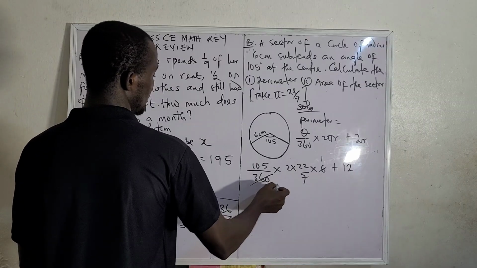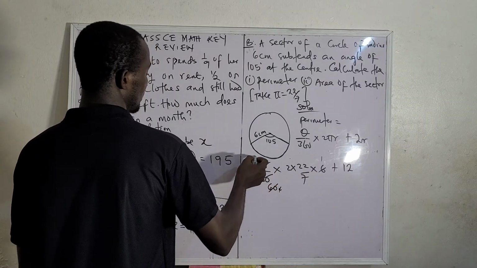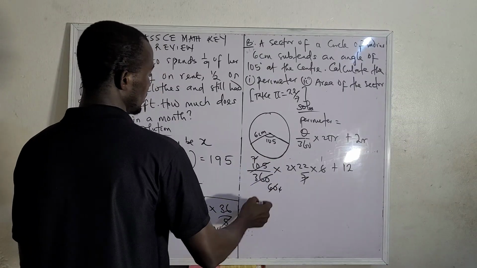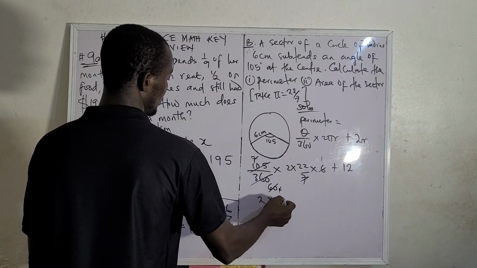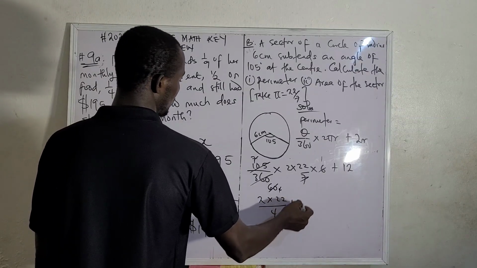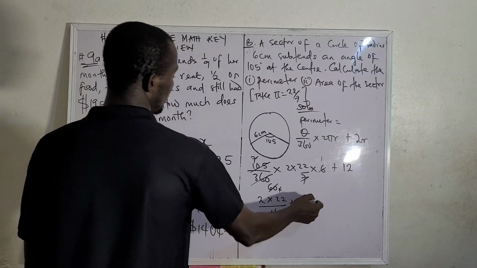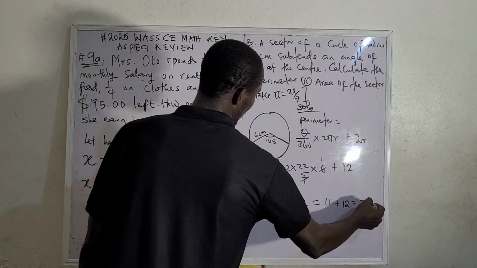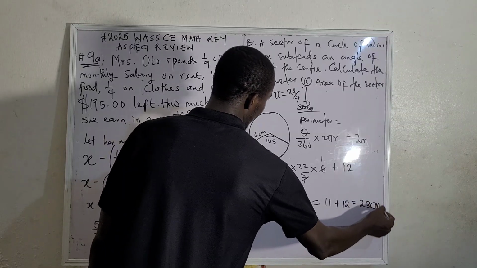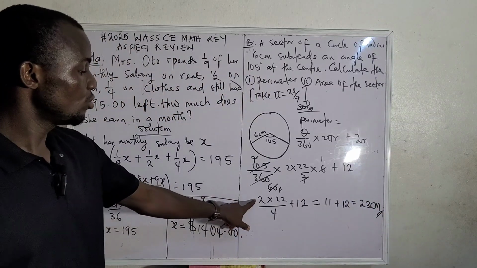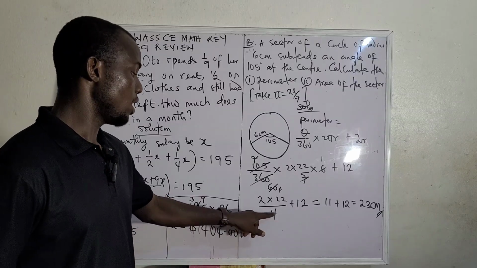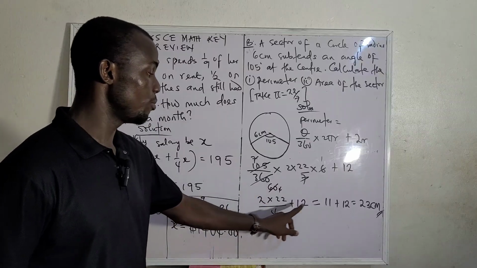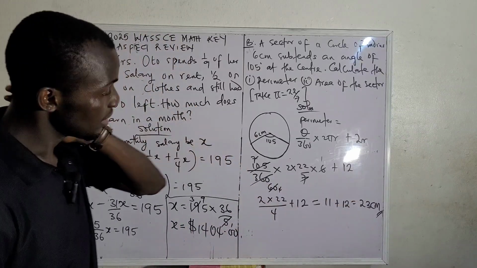Okay. 15 here is 4. 15 here is 7. 7 cancels 7. So this is going to be 2 times 22 over 4 plus 12. This will be 11 plus 12, and that is 23 centimeter. All right, because 2 into 4 is 2, and 2 into 22 is 11. So this is 11 plus 12, and that will give us 23 centimeter.